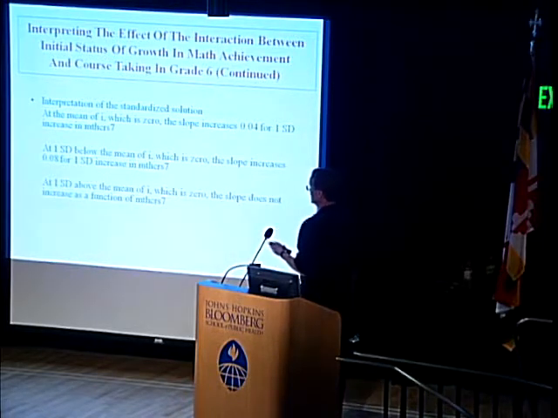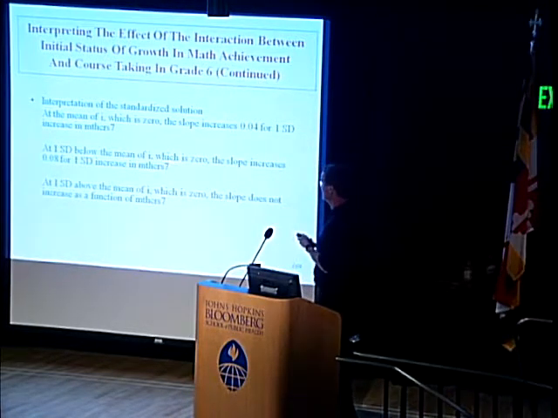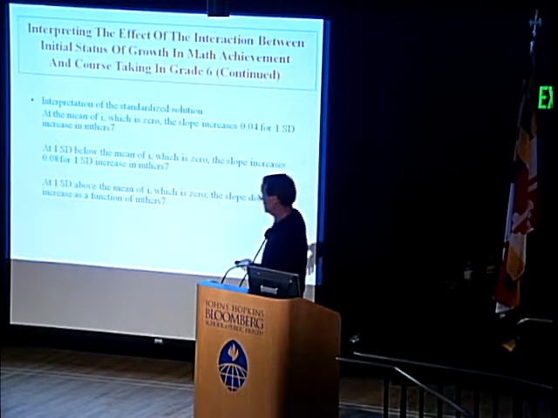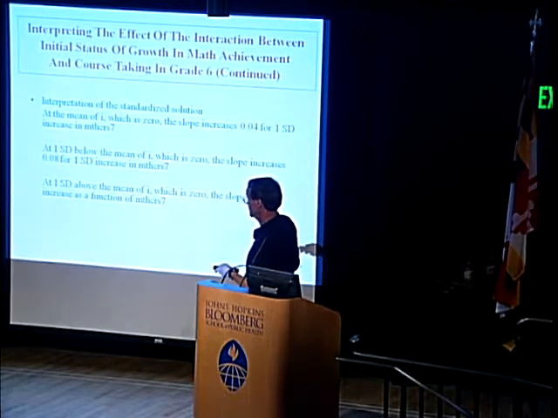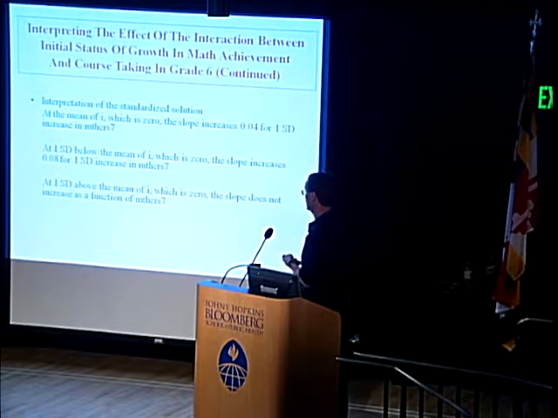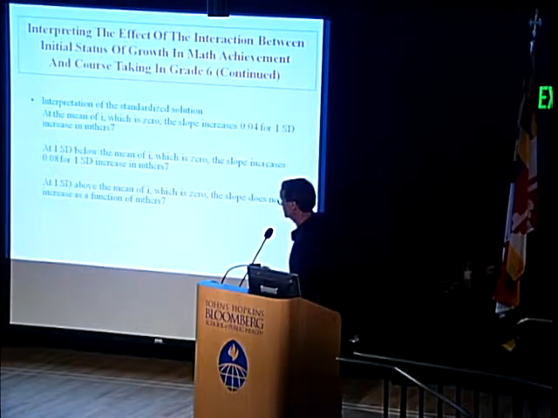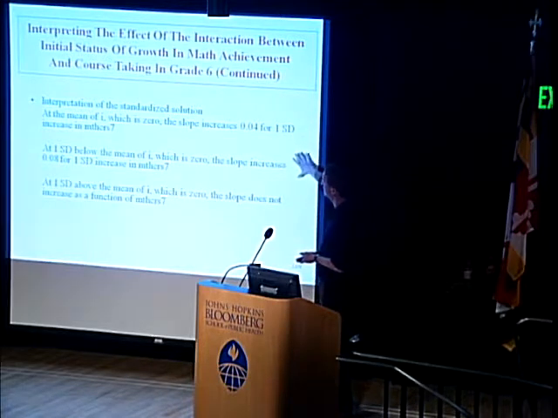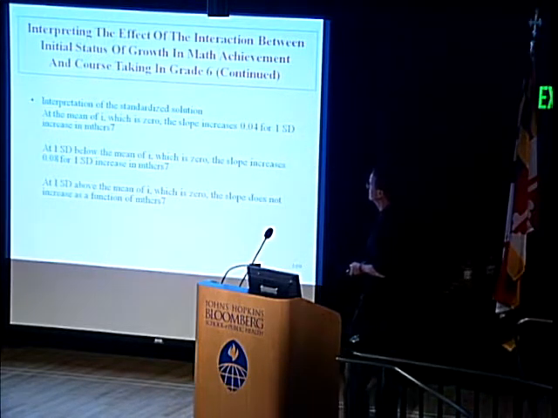At 1 standard deviation below the mean of I, it's minus, I is equal to minus 1, right? So minus 1 there will be minus 0.04 times minus 1. That's plus 0.04. So the coefficient will be 0.08. And 1 standard deviation above the mean, the slope does not increase as a function of math course 7 because it would be 0.04 minus 0.04. So if you just read these, now you come from there to here, so just look at this and think, what does this mean?